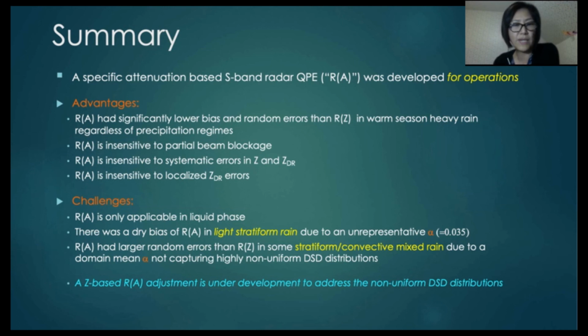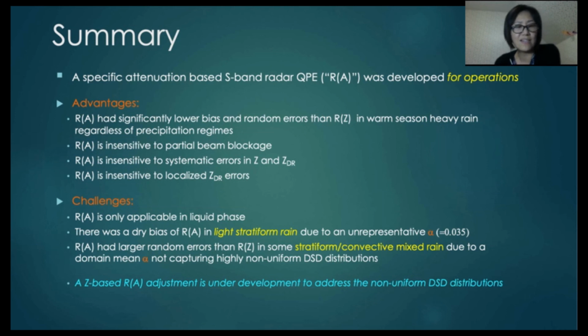It's insensitive to partial blockage, insensitive to systematic errors in ZDR, and also to a small number of bad ZDR values, like those associated with trees. R(A) is insensitive because we base it on the median ZDR and the ZDR slope. So it makes R(A) a little bit more robust and less sensitive to those bad ZDR data.